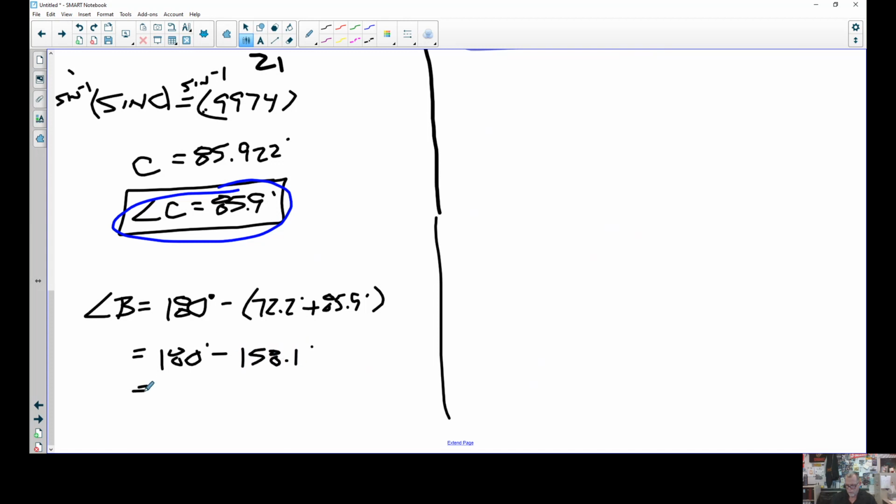And that means that our angle B for the first triangle is 21.9 degrees. Now I can go ahead and do that on the other side too.